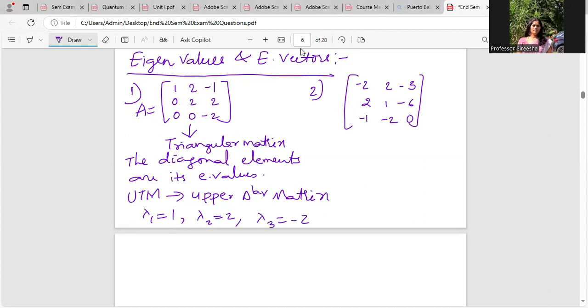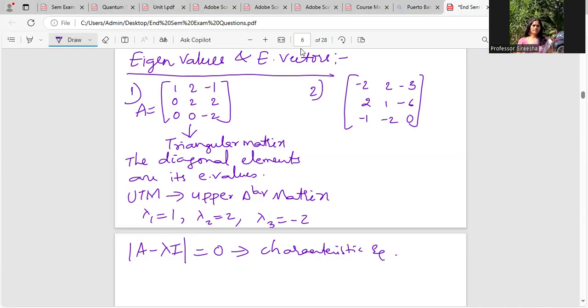Now, students will ask me, ma'am, if this is a 10 mark question or a 5 mark question, instead of this, I usually find eigenvalues by considering the characteristic equation, that determinant of A minus lambda I is equal to 0. This is my characteristic equation. I start with this equation and go on finding the eigenvalues. Then students ask me, ma'am, if we write like this, do we get full marks or do we tend to lose marks in the exam?